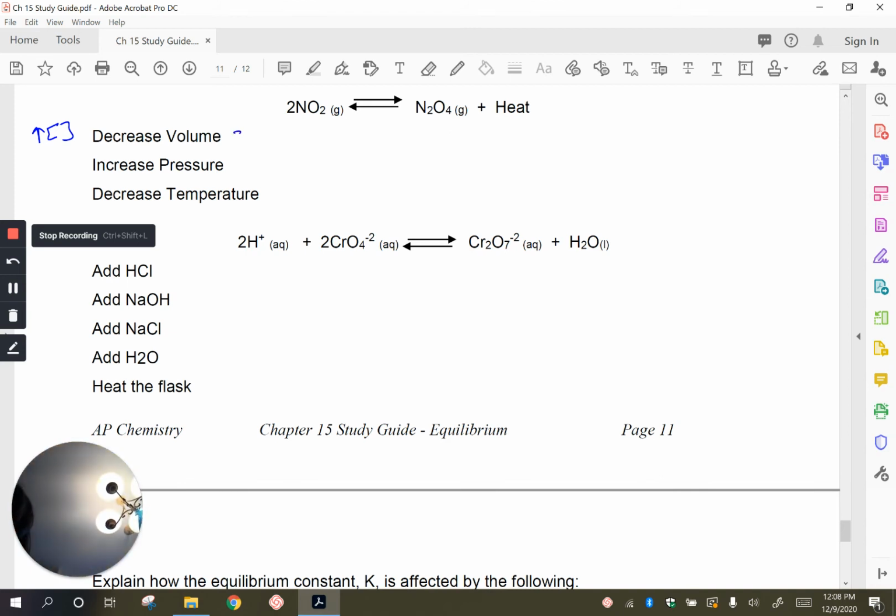So it shifts right, to the side with fewer particles.